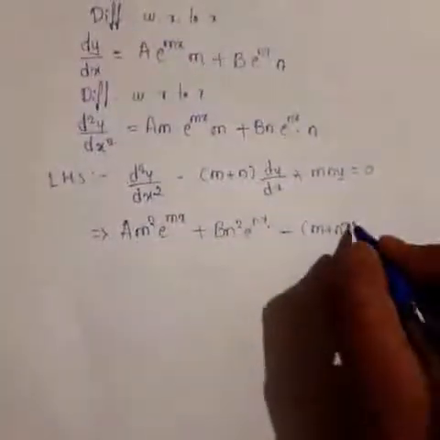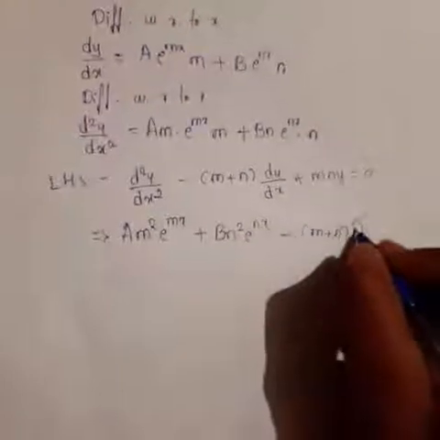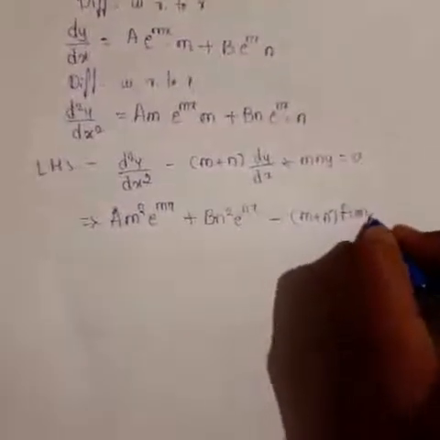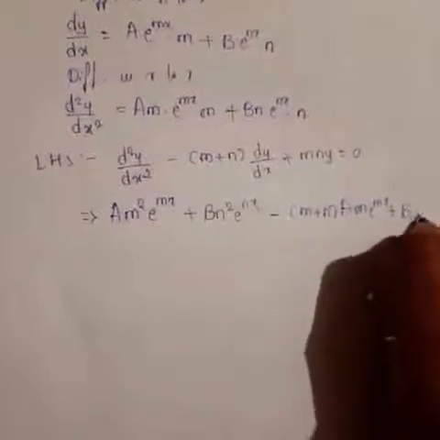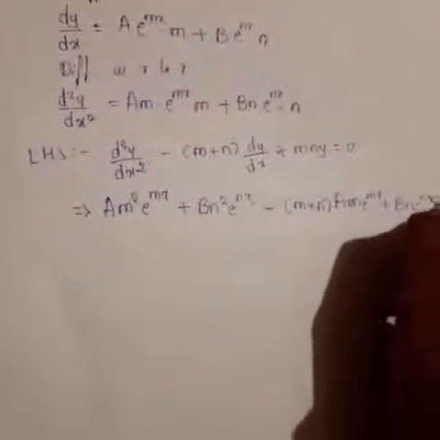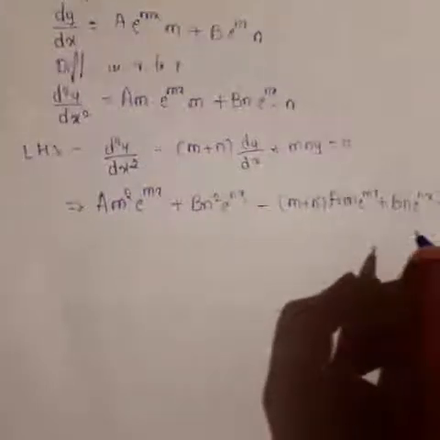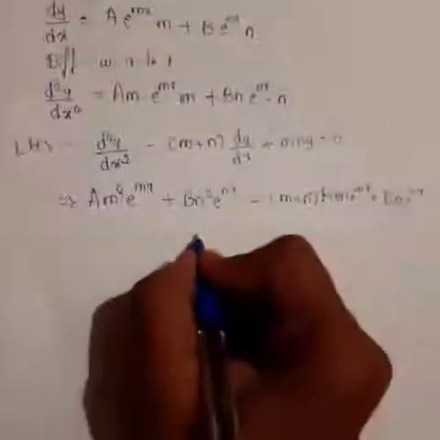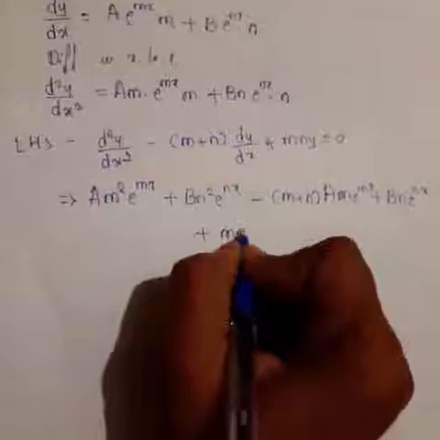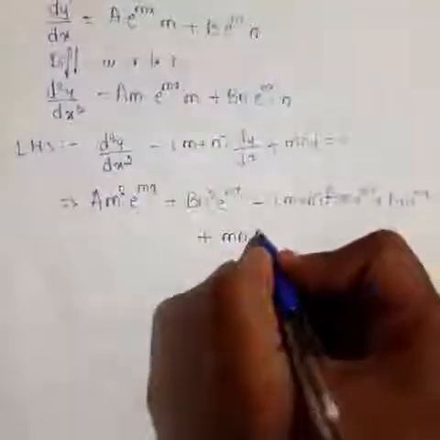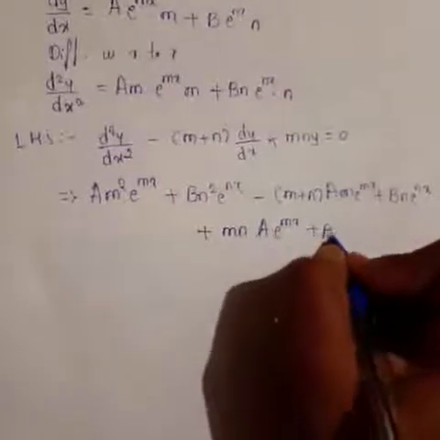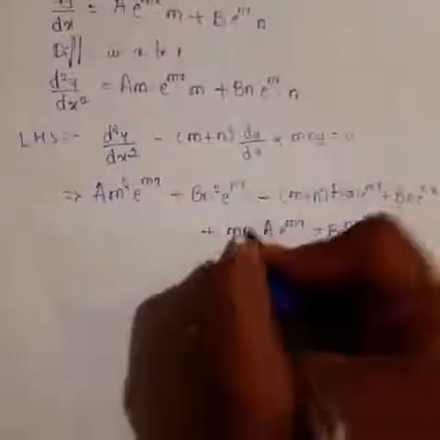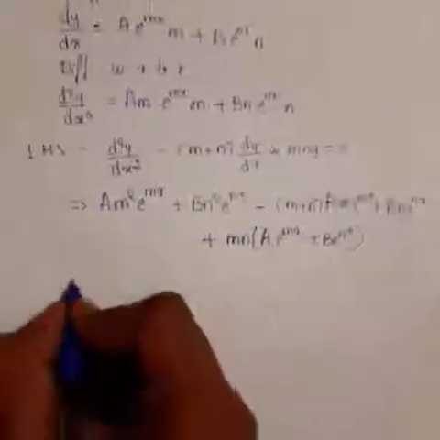Put this one. What? a small m e raised to mx plus b small n e raised to nx. Next, plus mn as it is, y value is what? a e raised to mx plus b e raised to nx, right, in the bracket. Again solve this one.